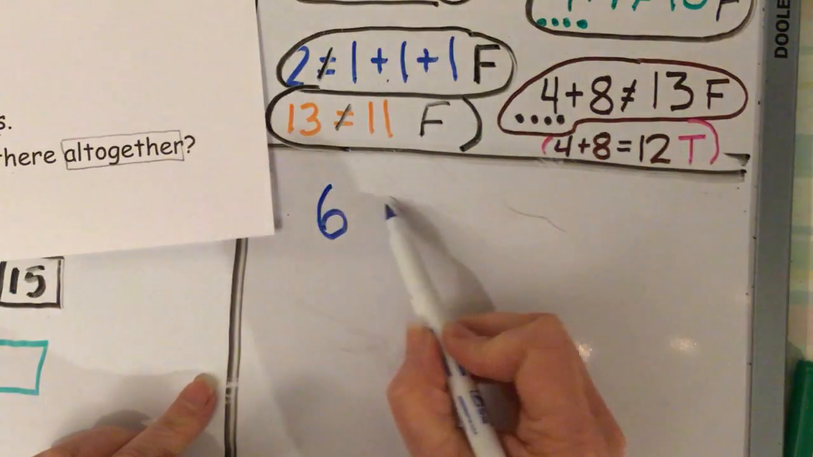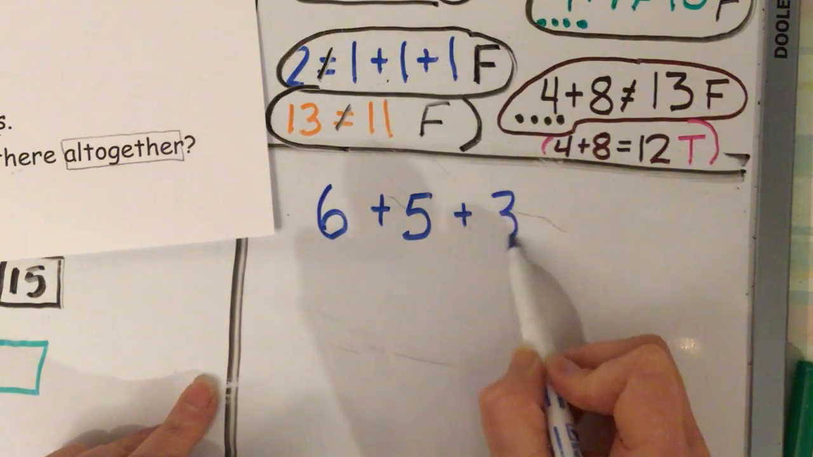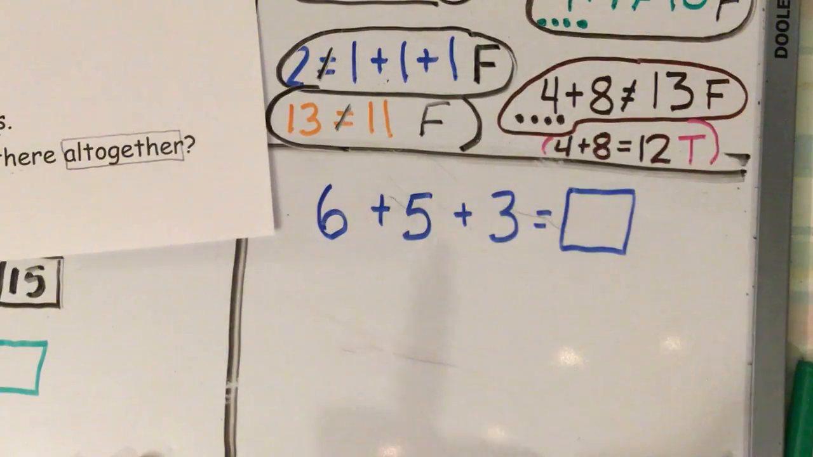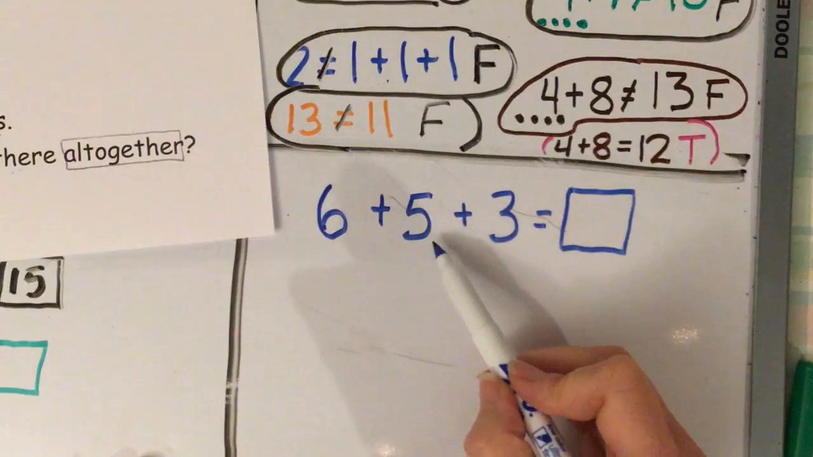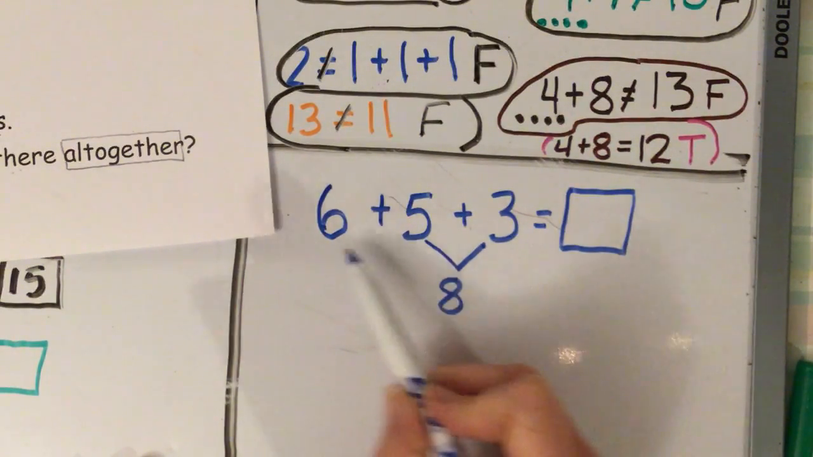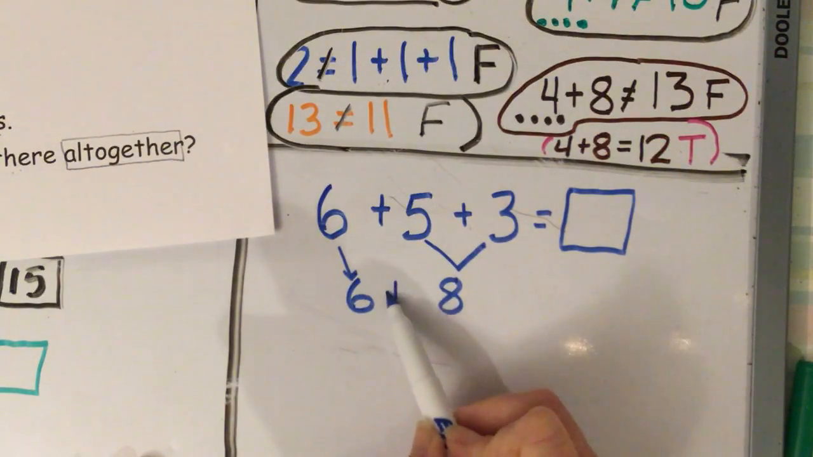6 plus 5 plus 3. What strategy are you going to use to solve that problem? I'm going to add 5 plus 3 makes 8. I'll bring down my 6. 6 plus 8.